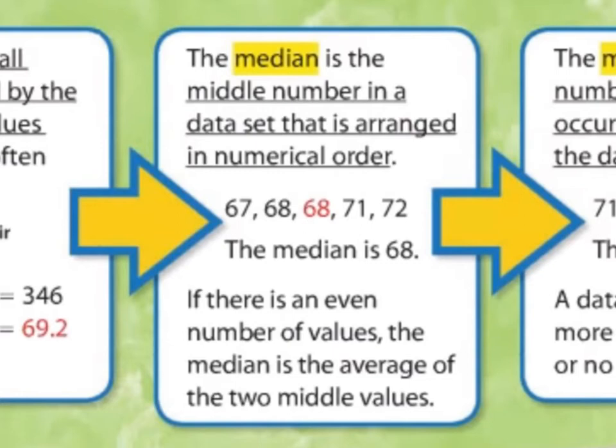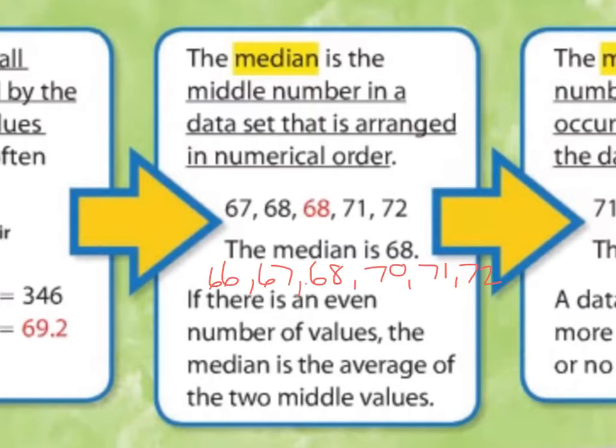The median is the middle number in a data set that is arranged in numerical order. I see they put them in order from smallest to biggest, and then they picked the middle one, and that's the median. If there's an even number of values, the median is the average of the 2 middle values. And we have already talked about how to find the average.